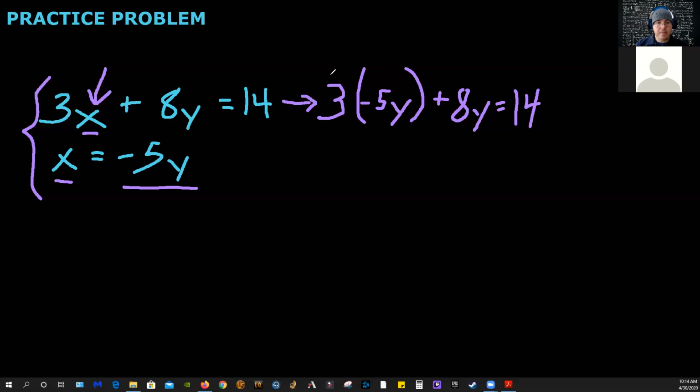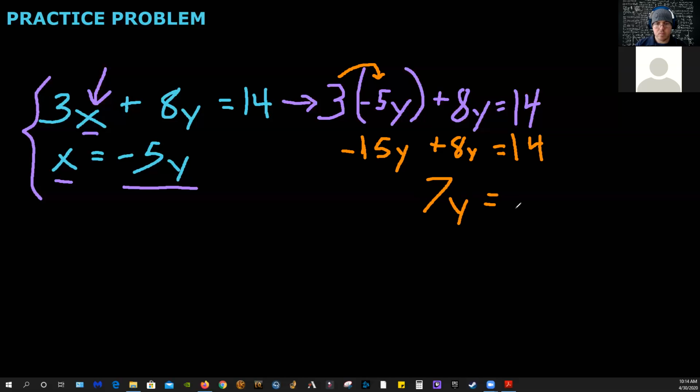So 3 times this stuff, 3 times -5y, that'd be -15y. And I still have this plus 8y equals 14. I still have all that. Well, -15y plus 8y, that's -7y, combining like terms. So -7y equals 14. -15 plus 8, that's just integer rules.